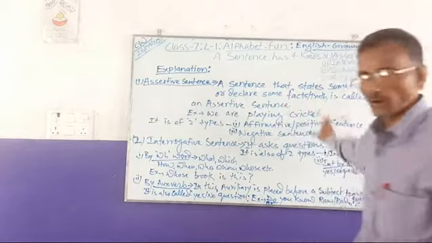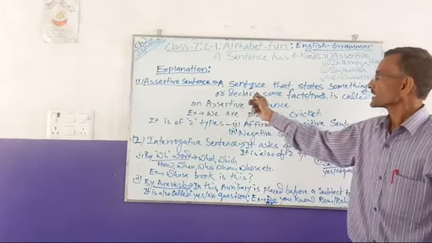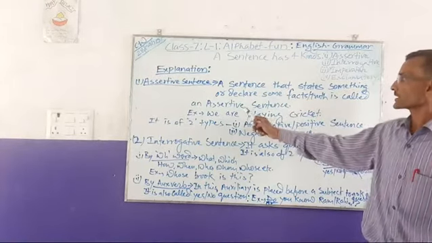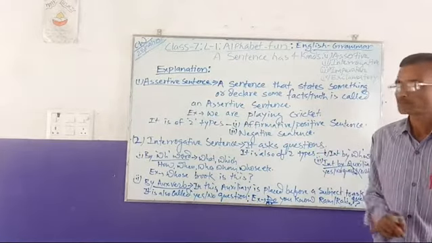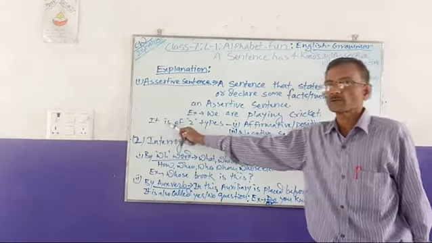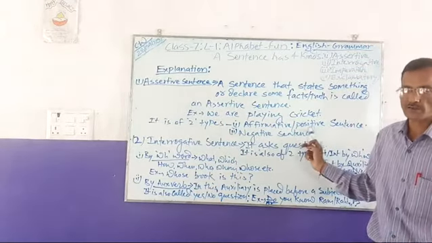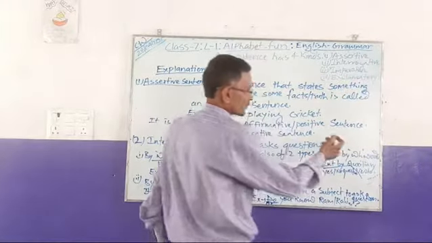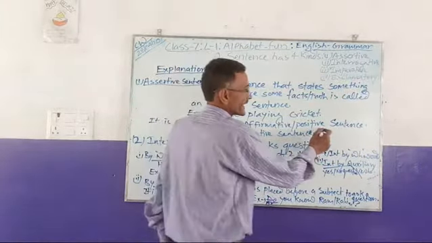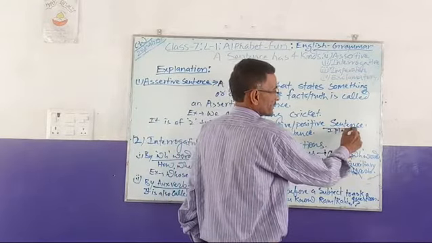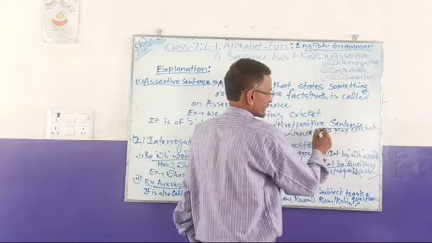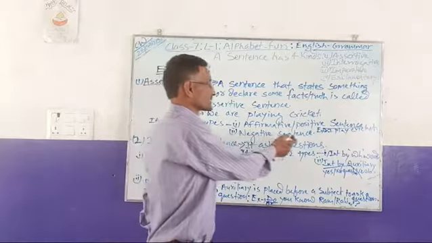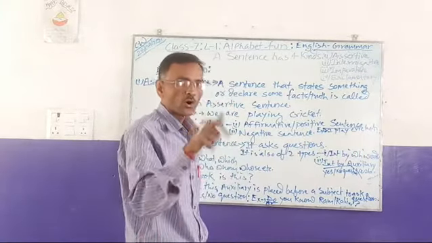Now you need to copy all these assertive sentences. A sentence that states something or declares some fact or truth is called an assertive sentence. Example: we are playing cricket. An assertive sentence will be of two types: affirmative, that is called positive in other words, and negative sentence. What is an example of a positive sentence? I play cricket. I play cricket is an example of a positive statement.